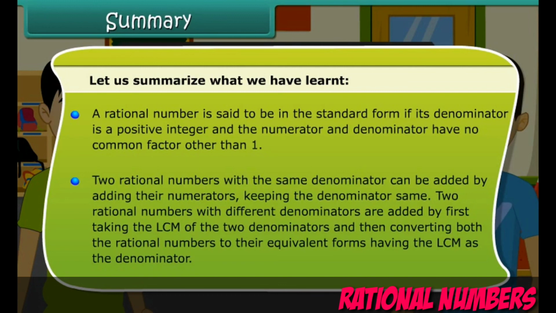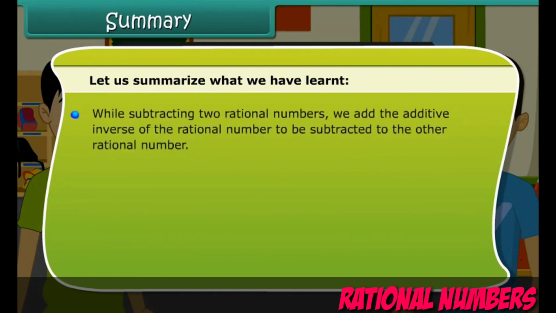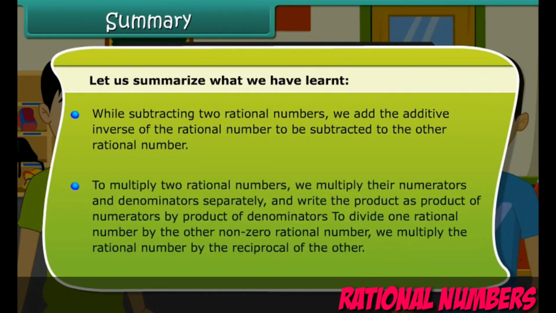Two rational numbers with different denominators are added by first taking the LCM of the two denominators and then converting both the rational numbers to their equivalent forms, having the LCM as the denominator. While subtracting two rational numbers, we add the additive inverse of the rational number to be subtracted to the other rational number. To multiply two rational numbers, we multiply their numerators and denominators separately and write the product as product of numerators by product of denominators. To divide one rational number by the other non-zero rational number, we multiply the rational number by the reciprocal of the other.